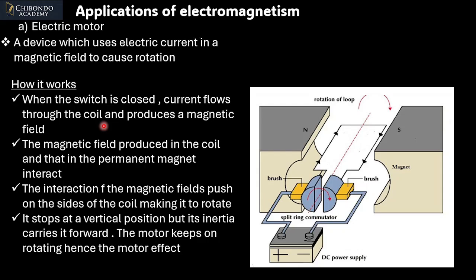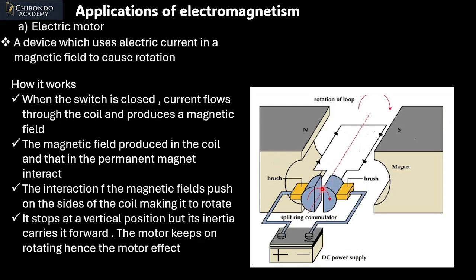The interaction of the magnetic fields, which is that of the permanent magnets and the current conductor, pushes the sides of the coil, making it rotate in one direction. But when it is in the vertical position, it is not cutting any lines, but due to its inertia, the inertia carries it and it continues to move forward. Hence, the motor keeps on rotating. That is the motor effect.